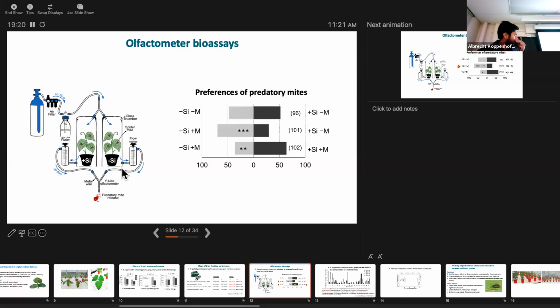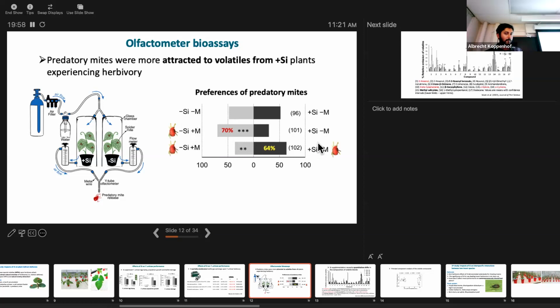So our results are interesting. So what we found is that the predatory mite did not discriminate between plus and minus silicon plants when there were no spider mites on them. But the predatory mites were attracted more to minus silicon plants when those plants were infested by spider mites, but the plus silicon plants had no mites on them. So 70% of the predatory mites were attracted to minus silicon plants when they had spider mite infestation. But when both minus and plus silicon plants had spider mites on them, the predatory mite was attracted more to plus silicon plants.